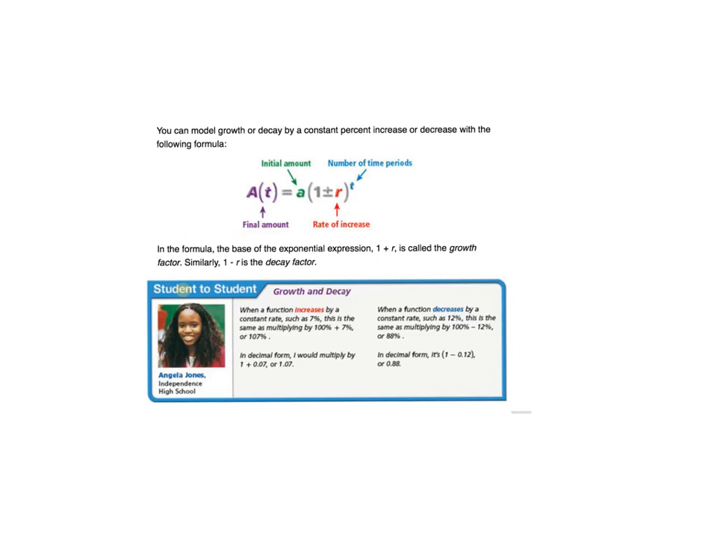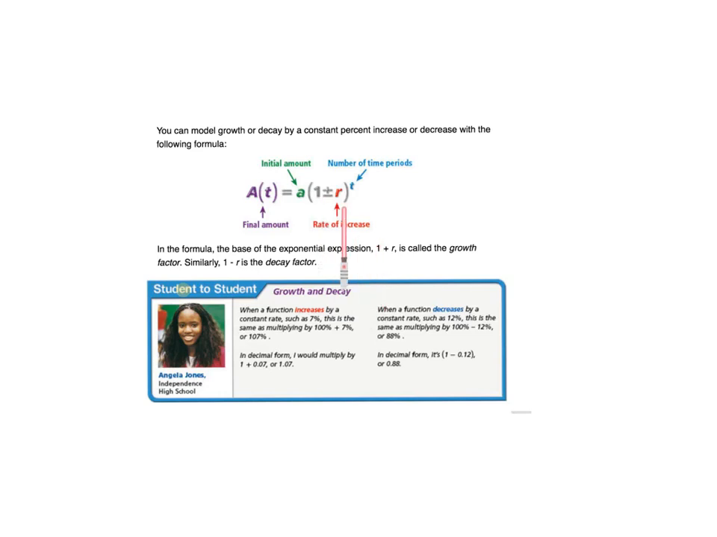When you're given a word problem, you need to be able to write the word problem as a function and then solve it. So for example, if you want to model growth or decay by a constant percent increase or decrease, this is a formula that you can use. This formula will not be provided for you on the test, so you do need to know it, but it's pretty straightforward. I know there's a lot on this page, but hopefully I'll explain it and it'll make more sense.